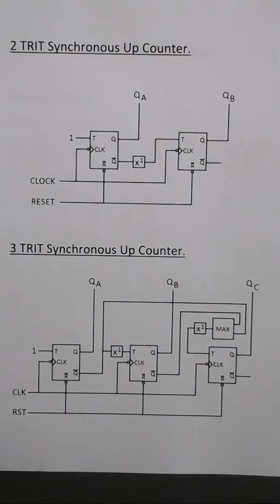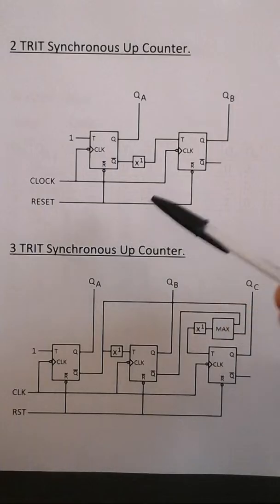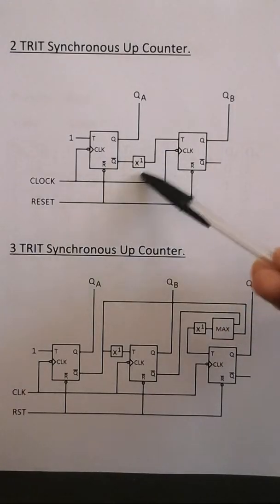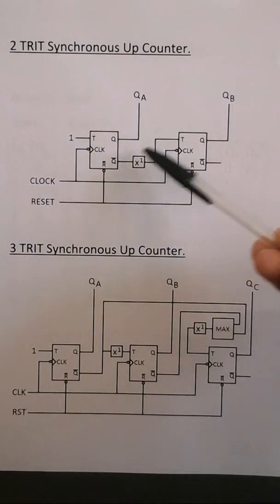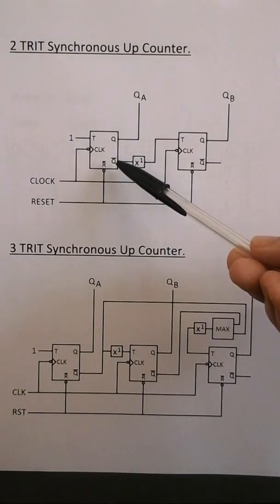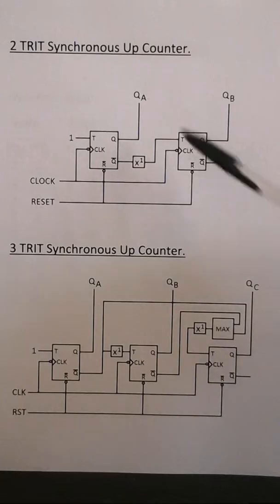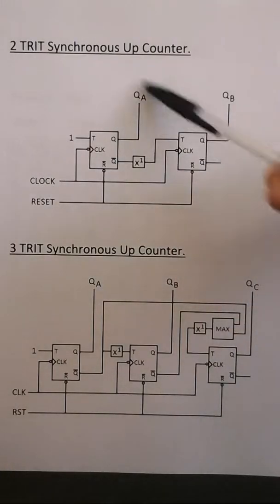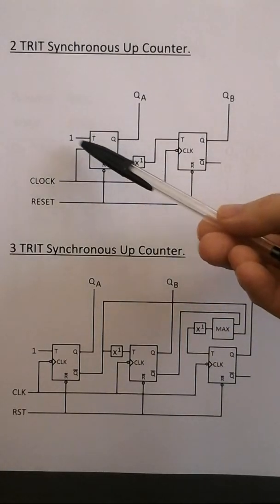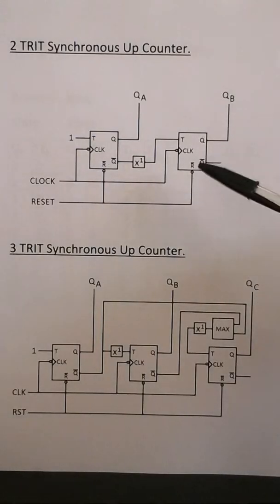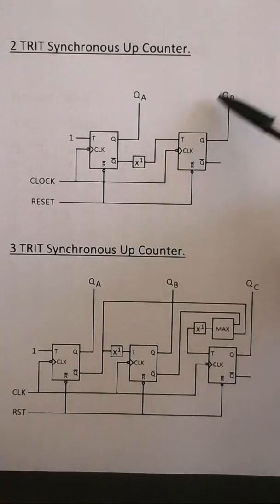So here I have the 2-trit synchronous up counter circuit diagram. Basically you have the 1 function here, x1, which is a 1 when Q bar is a 0 and a 0 otherwise. So this first stage is an up counter which sets T to 1, and then on the clock pulse when T is a 1 this clocks up.